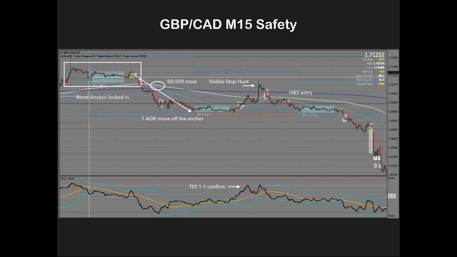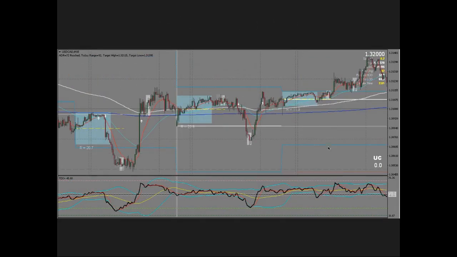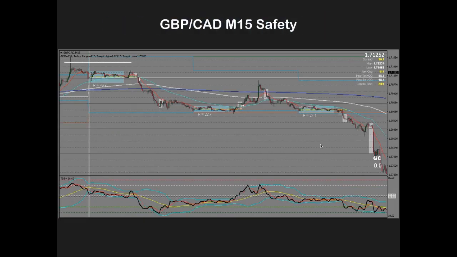Now, this one you would have held into the next session, but if you did, boy, you got paid off. Let me just look at that again. That was a 300 pip move, from here down to there, a nice big 300 pip move.